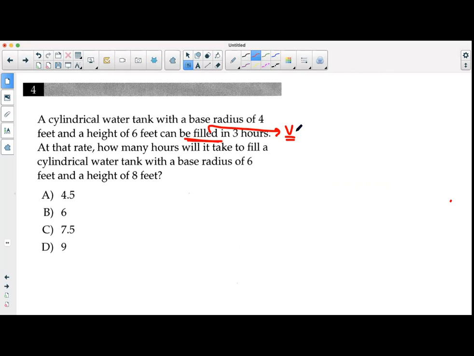Now, at that rate, how many hours will it take to fill the cylindrical water tank with a base radius of 6 and a height of 8? So then let's try to figure out the volumes. Volume of the cylinder is pi r squared h. So for the first one, we get pi, radius is 4, so we get 4 squared times the height, which is equal to 6.